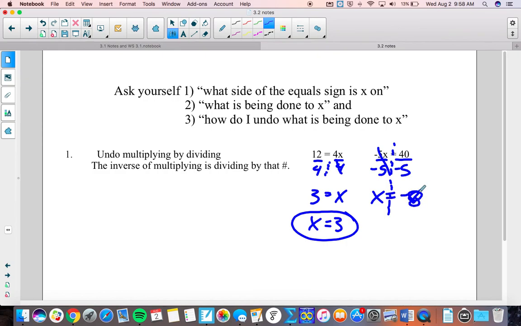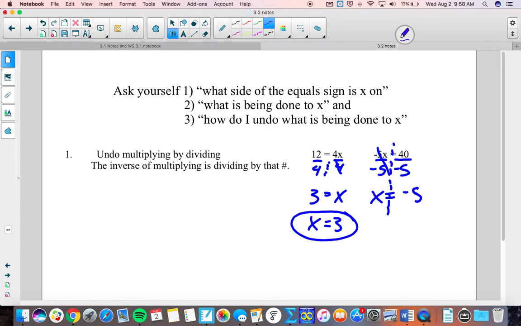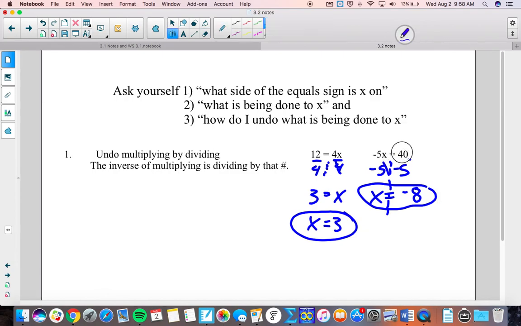All right. Whoa, that's a messy 8. Well, that's not any better. Third time's a charm? Yes. If you substitute that negative 8 in, what is negative 5 times negative 8? 40. Boom.